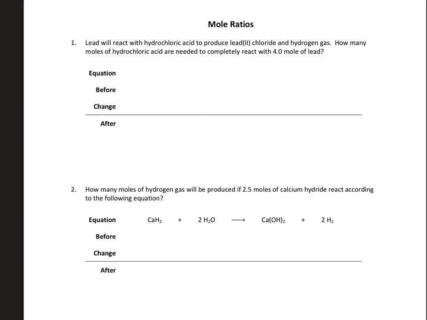I'm going to start by marking up this problem. I like to highlight in color code. So I'm going to highlight my reactants in yellow, and I'm going to use green to highlight my products. And then I'm going to use blue for what's given, which is our 4 moles of lead, and what we're trying to find, which is moles of hydrochloric acid needed.